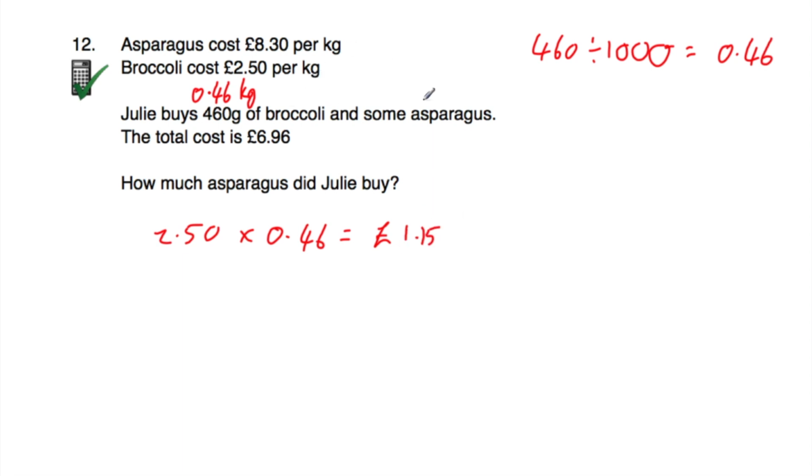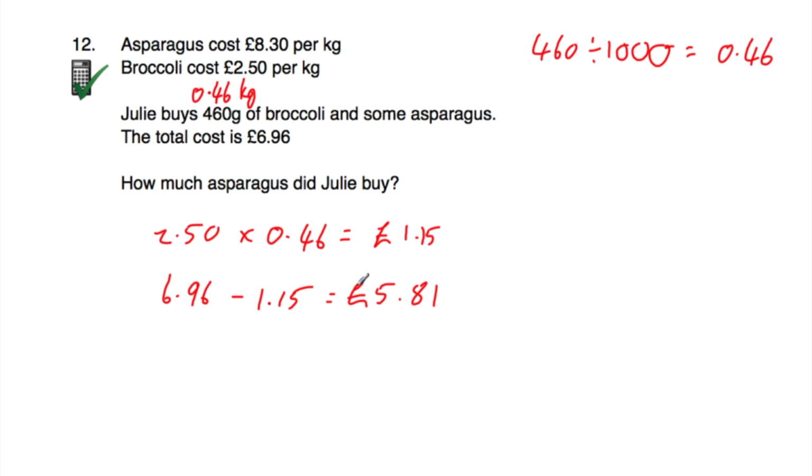Now Julie buys broccoli and asparagus, so if we take the cost of the broccoli, which is £1.15, away from the total cost, we can see how much money Julie spends on the asparagus. So if we take our £6.96 and we take away £1.15, then that would tell us how much money Julie spends on the asparagus. So £6.96 subtract £1.15 is equal to £5.81. That means the asparagus costs £5.81. So that's the amount of money that's spent on the asparagus, and we know that it costs £8.30 per kilogram.